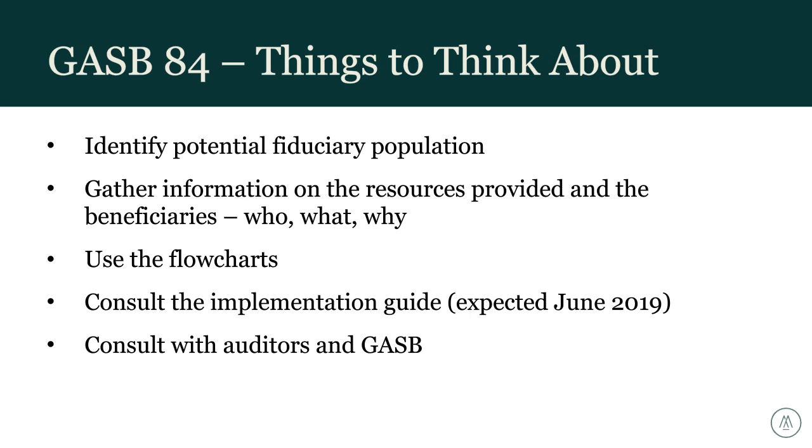And then after that, gather the information regarding who provides the resources, what the assets are used for, who controls them, and if the government has control over them, why do they have control over them? So really going through those flow charts and asking all of those questions to identify if you have a fiduciary activity to report or not. And then use the flow charts. As I mentioned, they're not a catch-all, but they are great and extremely helpful. So I would download those right out of the standard and use them to help with your initial documentation.